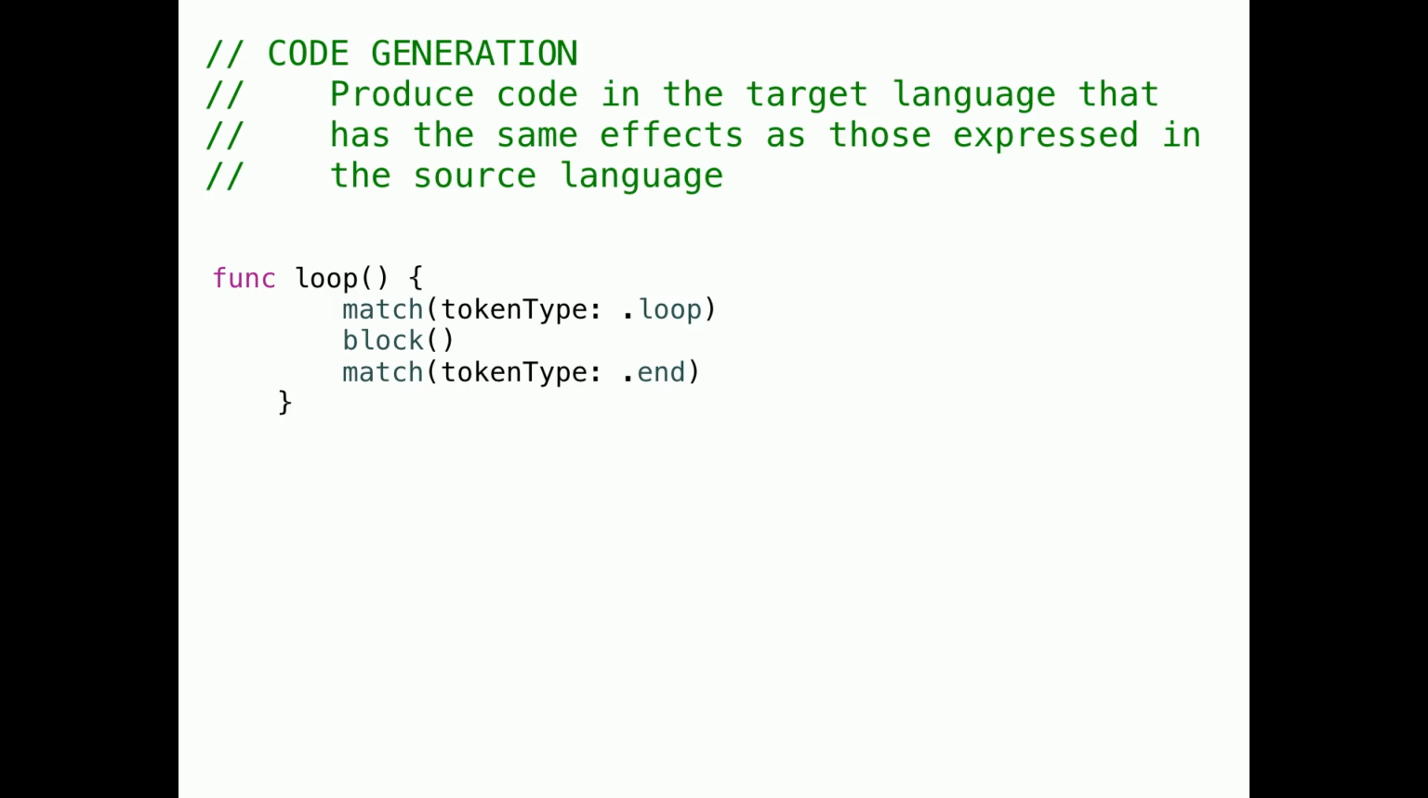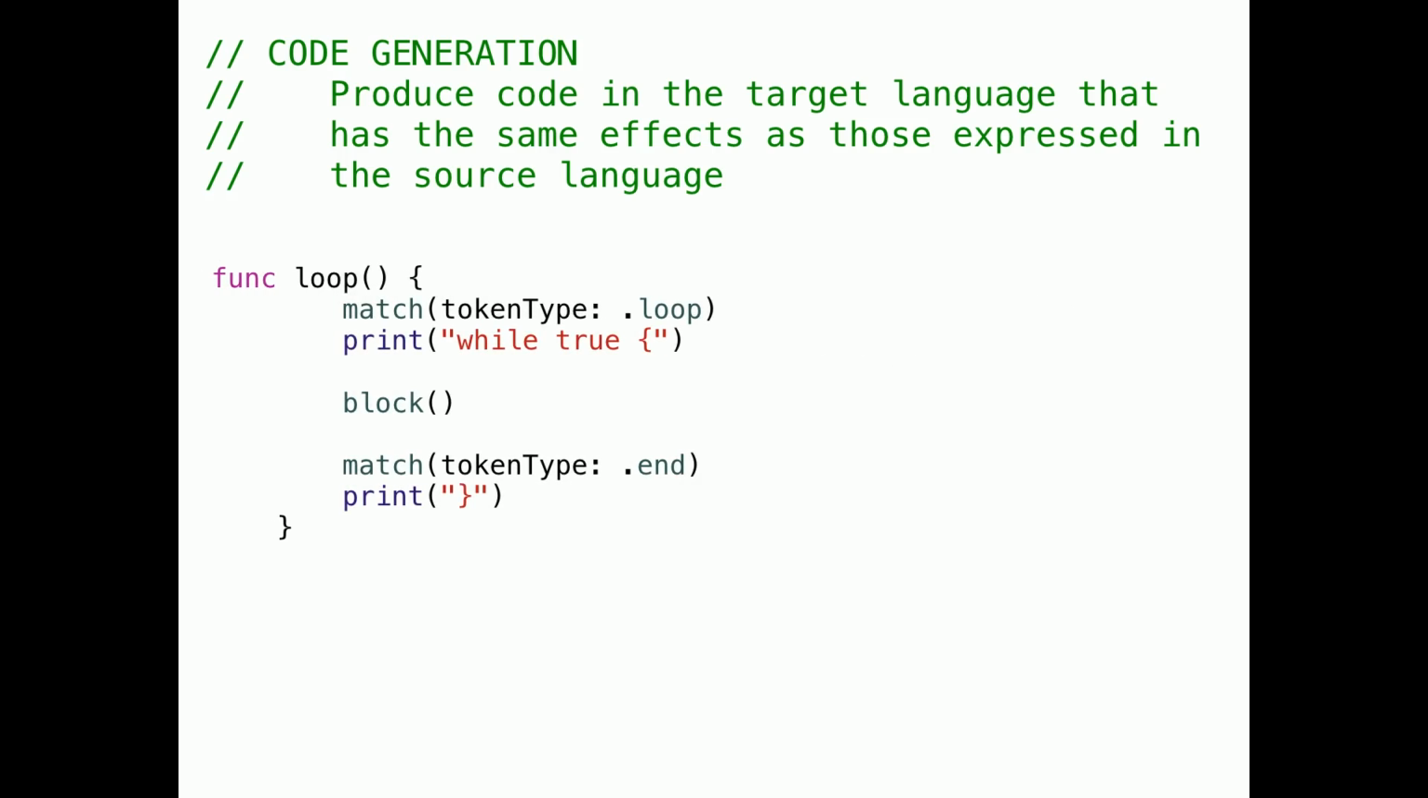And code generation just means we want to produce code in the target language, Swift, that has the same effects as those the developer is expressing in the source language. So we'll start just by literally adding print statements into our parser. It's that easy. Obviously, we'll want to do more later, but we can start there and kind of debug this.